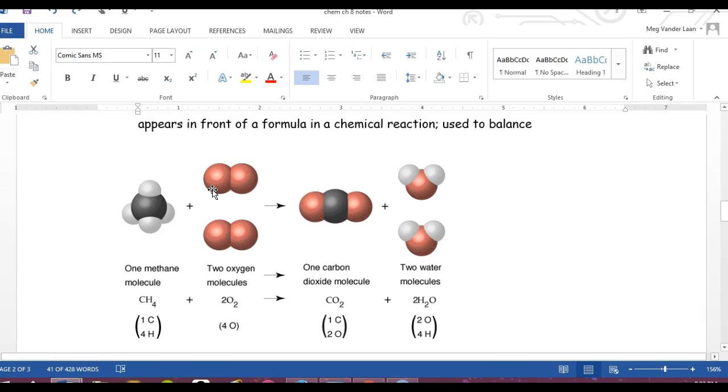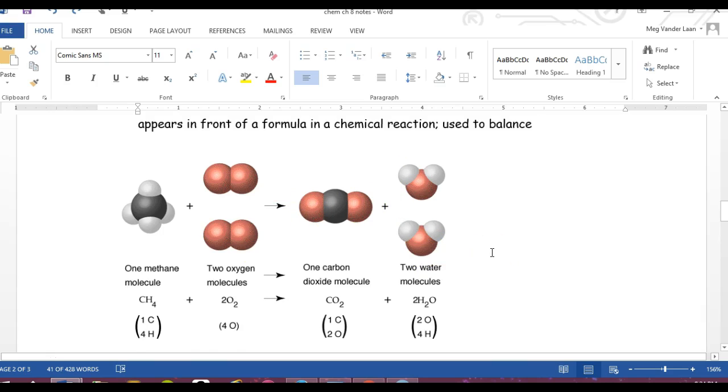When they rearrange, the carbon is going to go with 2 of the oxygen atoms, and the hydrogen are going to go with the other oxygen atoms. So if you look at this and we count, we have 1, 2, 3, 4 hydrogen on this side, and 1, 2, 3, 4 hydrogen on this side. We have 1 carbon, 2 oxygen, 2 oxygen, so 4 total here, 1, 2, 3, 4 over here.